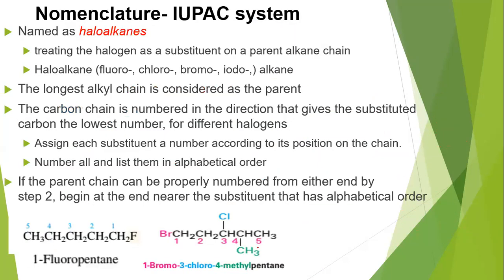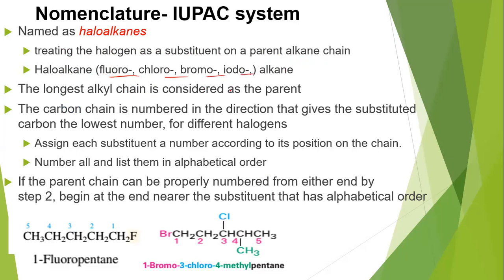The HF. Good. Now, nomenclature. I'll read the general rules here, but then we'll use specific examples to explain the nomenclature. So we are saying that they are named as haloalkanes. That is, the halogen becomes the substituent and the alkane becomes the parent name, right? Then we are saying that we treat the haloalkanes as substituents and the alkanes as the parent chain. The haloalkanes: fluoro, chloro, bromo, iodo, alkane.